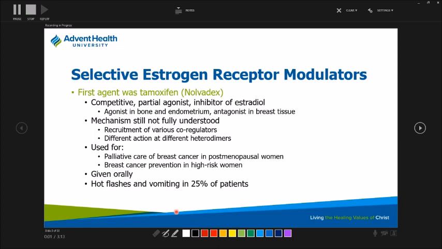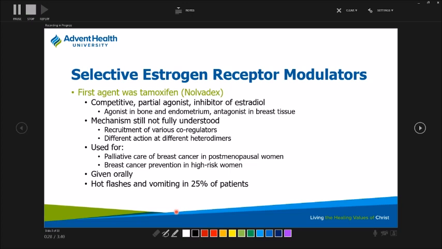We have those drugs called selective estrogen receptor modulators. If you're saying SERMs, that is what we're referring to. The first one is tamoxifen, and this is still used fairly commonly for patients with breast cancer. It works as either a partial agonist or an inhibitor of estradiol, depending on which tissue you're looking at. For instance, it's an agonist in the bone and in the endometrium, but an antagonist in the breast tissue.